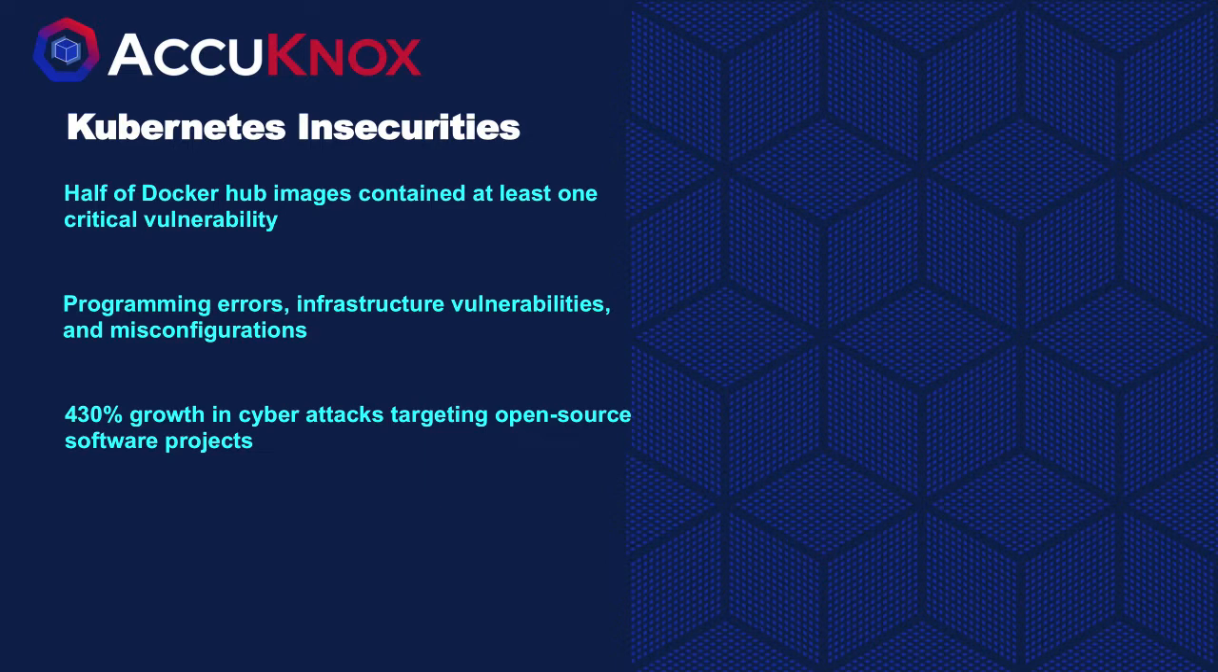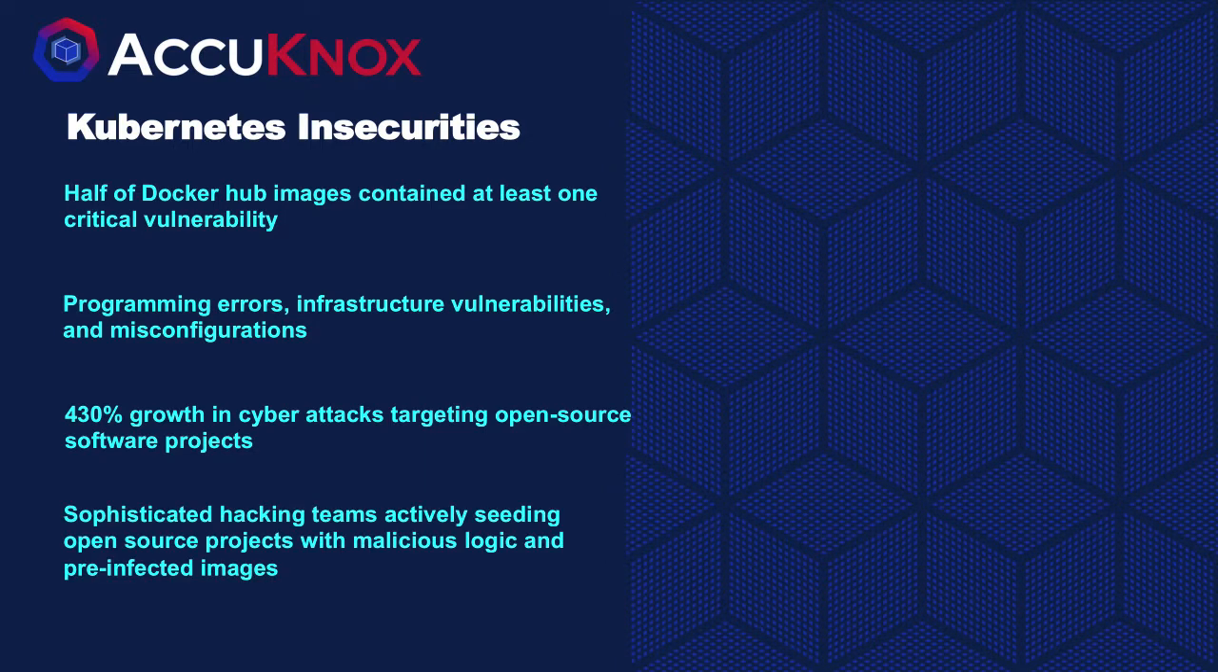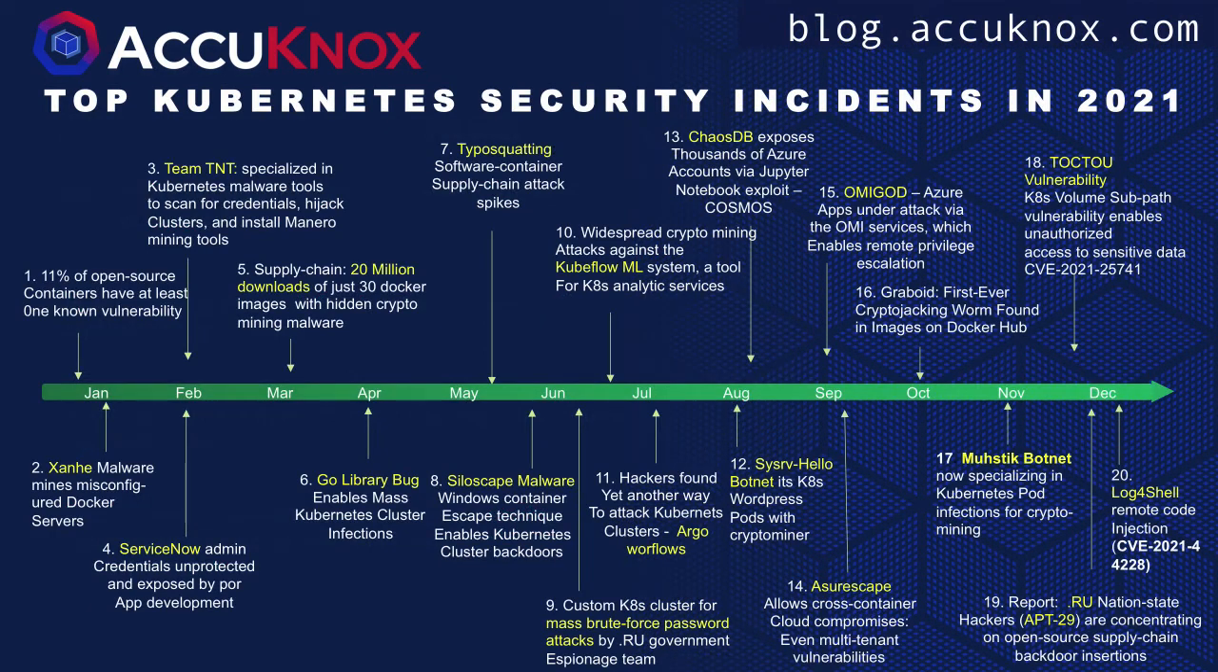And there have been multiple alarming reports of sophisticated hacking teams, both criminal and nation-state, actively seeding open-source projects with malicious logic and using software update services as dynamic backdoors to insert malicious code at runtime. In fact, I wrote a blog that highlighted reports capturing the top 2021 new exploits, attack patterns, supply chain attacks, and criminal business strategies that targeted public and privately hosted Kubernetes deployments.